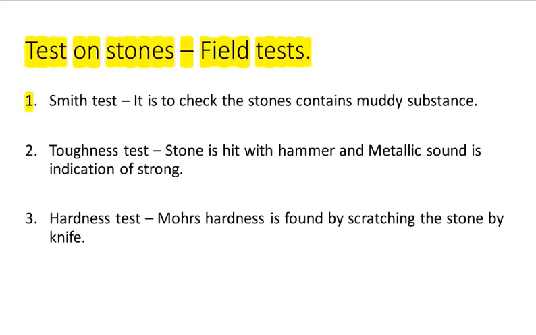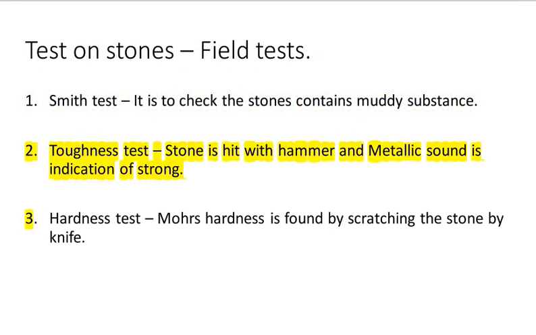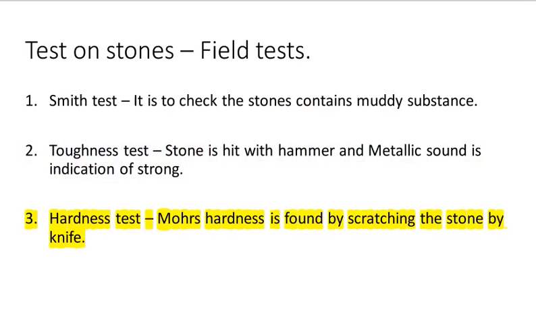Tests on stones. Field tests. 1. Smith test. It is to check whether the stones contain muddy substance. 2. Toughness test. Stone is hit with a hammer, and a metallic sound is an indication of strength. 3. Hardness test. Mohs hardness is found by scratching the stone with a knife.